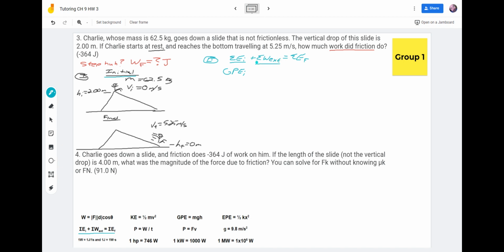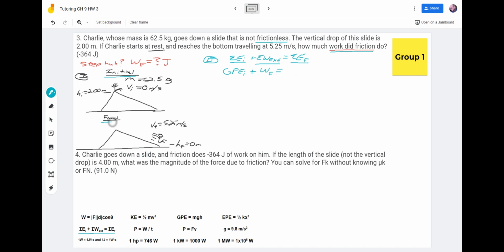Second thing, sigma work external. Is there anything outside of our system that's giving us energy or taking energy away from us? And the answer is yes. That's what we're looking for. There's work being done by friction. This is not a frictionless slide. So therefore, we're going to have this term plus W sub F, work being done by friction. And that's the only kind of external work we've got. And this is equal to sigma E final, the sum of your final energies.